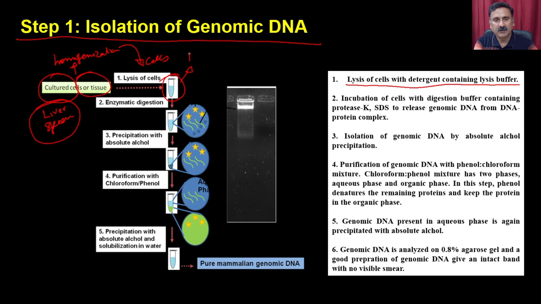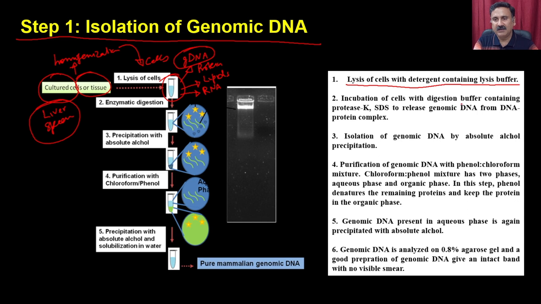One, it is going to contain the genomic DNA or gDNA. It is going to contain the protein, and it is also going to contain the lipid, and it may also contain the RNA, which is also present in the cell, right? So these are the four materials you have, and you are only looking for the genomic DNA. So what we are going to do is the purification steps.